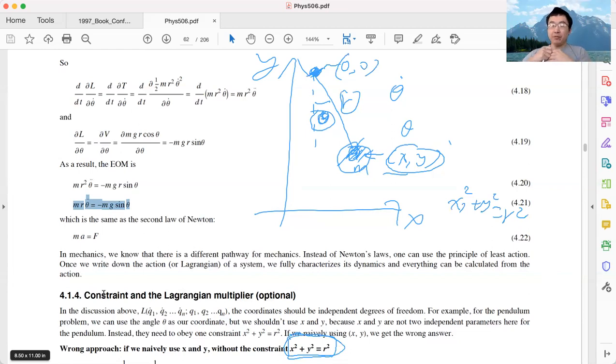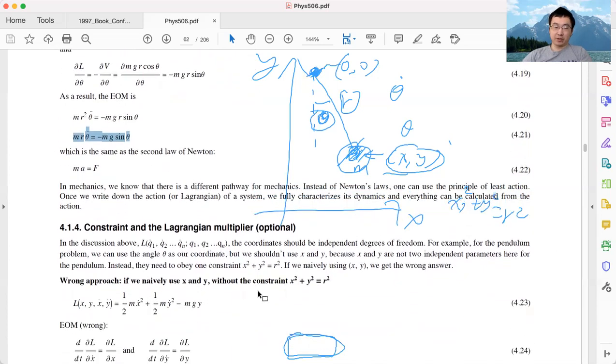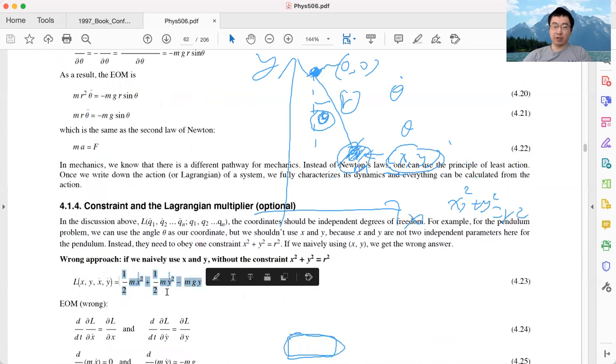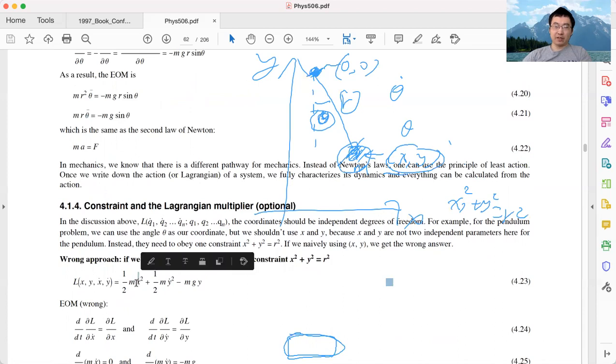Okay. If we use a coordinate with constraint like x and y as our coordinate, then we can still write down the Lagrangian. This will be our Lagrangian using the xy coordinate. The only difference here is the velocity. Now it's not just theta dot; it contains x dot and y dot. Okay, so x dot is the velocity along the x direction, y dot is the velocity along the y direction. So we square them and add them together to get the kinetic energy. Potential energy is mgy.